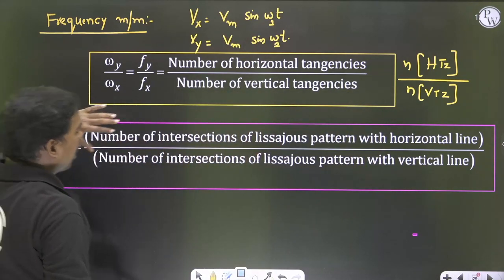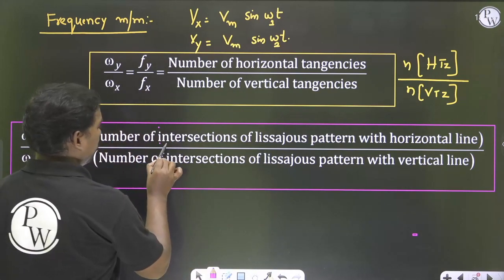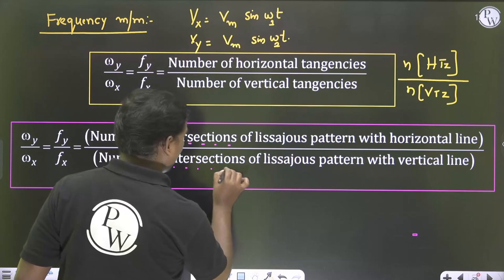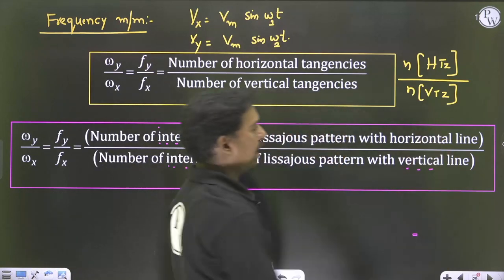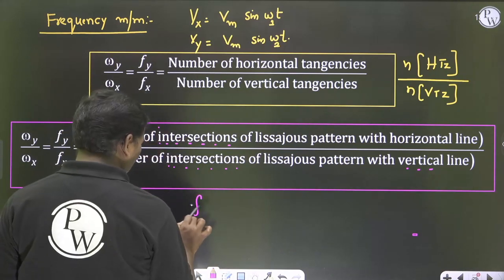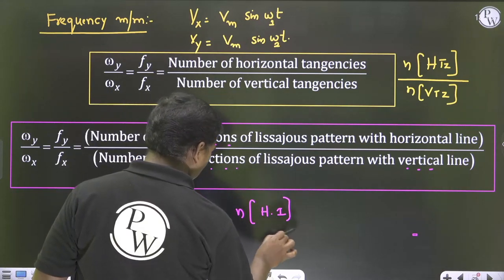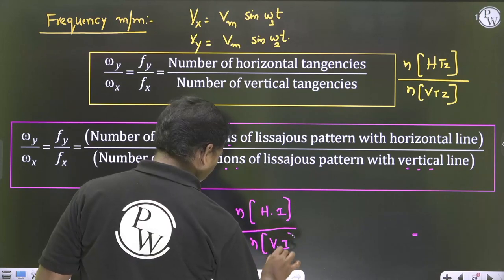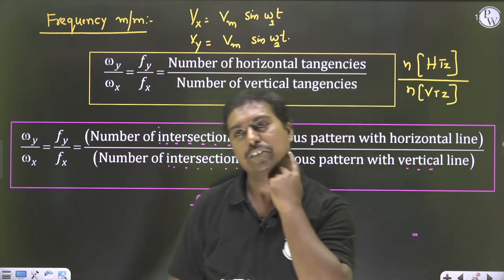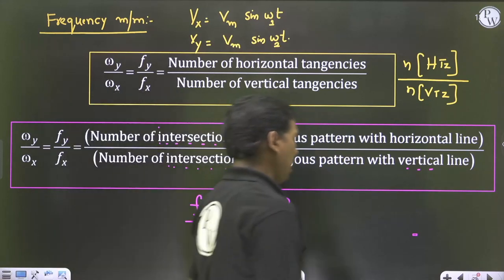Fy by fx is called number of intersections. Number of intersections of Lissajous pattern with the horizontal line, number of intersections of Lissajous pattern with the vertical line. Okay, so that is the point. Whether you take the Fy by fx ratio, you have to take horizontal intersections by vertical intersections. This is a point you have to understand. It is clearly opposite: if you are taking y, you take horizontal. We'll go with an example that will save our time.